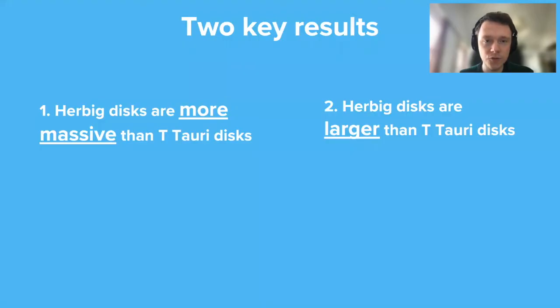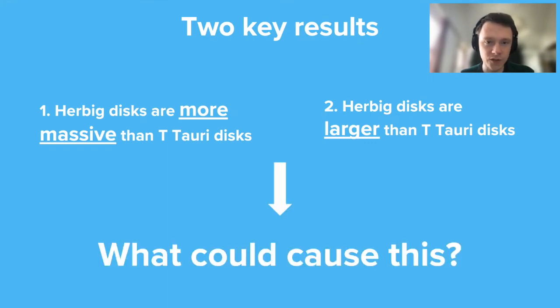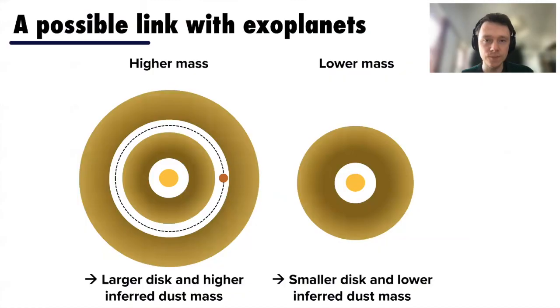So there are 2 key results in our work. First, Herbig disks are more massive than T Tauri disks, and second, Herbig disks are larger than T Tauri disks. What could be the origin of this? Well, there might be a link to massive exoplanet formation. For higher mass stars, disks will form around them containing more mass. So these disks can form massive exoplanets at larger distances, stopping radial drift of dust at larger separations from the star.